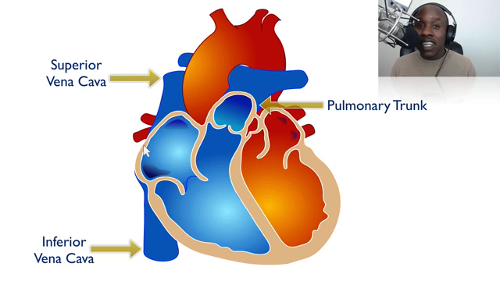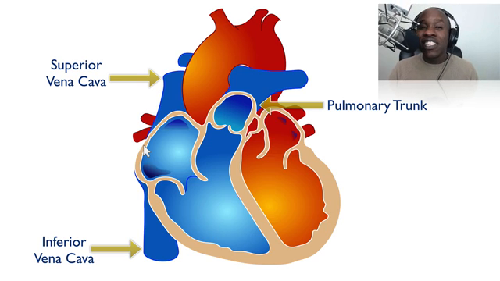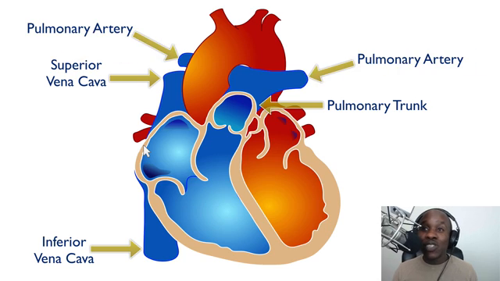Then we have the pulmonary trunk, and we just mentioned that briefly. The pulmonary trunk, we've gone through our pulmonary valves, and now we are in our pulmonary trunk. And this trunk actually divides into our left and right pulmonary arteries.